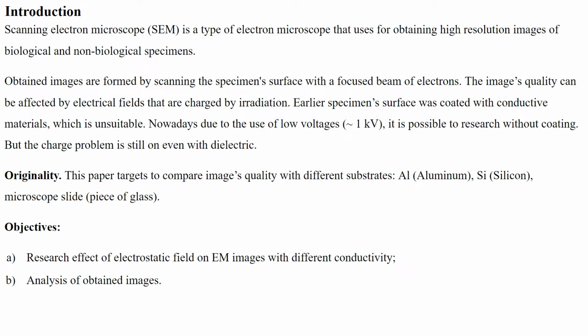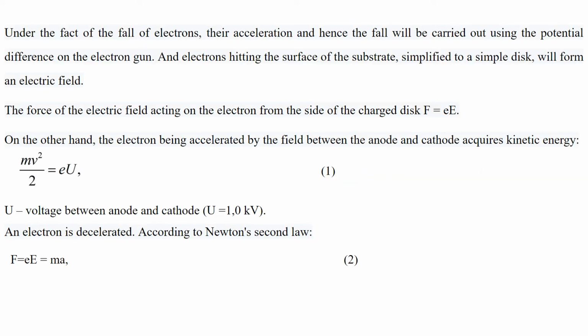The image quality can be affected by E fields that are charged by irradiation. Earlier, specimen surfaces were coated with conductive materials, which is unsuitable. Nowadays, due to the use of low voltages, approximately 1 kV, it's possible to do research without coating. But the charge problem is still on, even with the electric. This paper aims to compare image quality with different conductivity, like conductor, semiconductor, and dielectric.